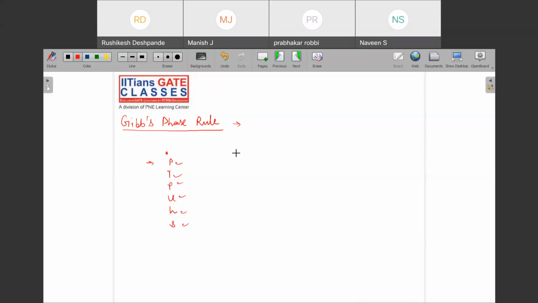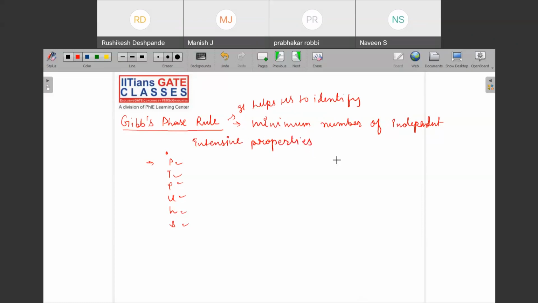So this Gibbs phase rule came into picture. It helps us to identify the minimum number of independent intensive properties required to fix the state of the system.